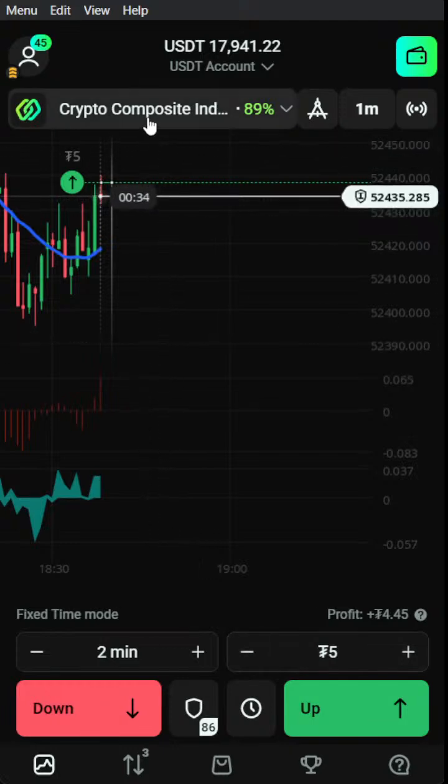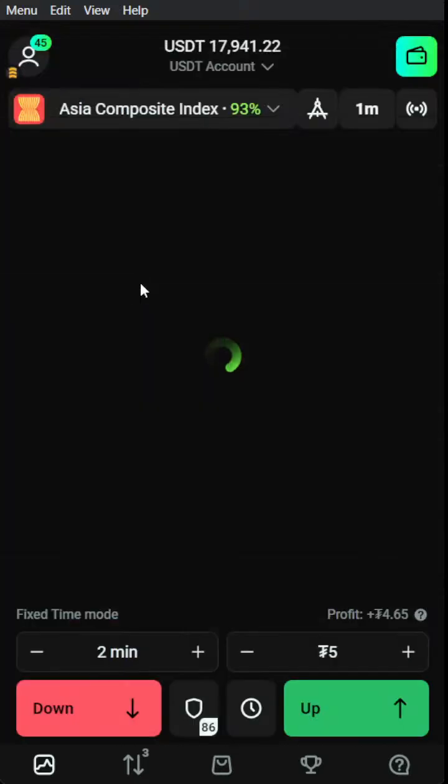In the evenings the market fluctuates a lot, guys. There might be ups and downs, but that is fine.